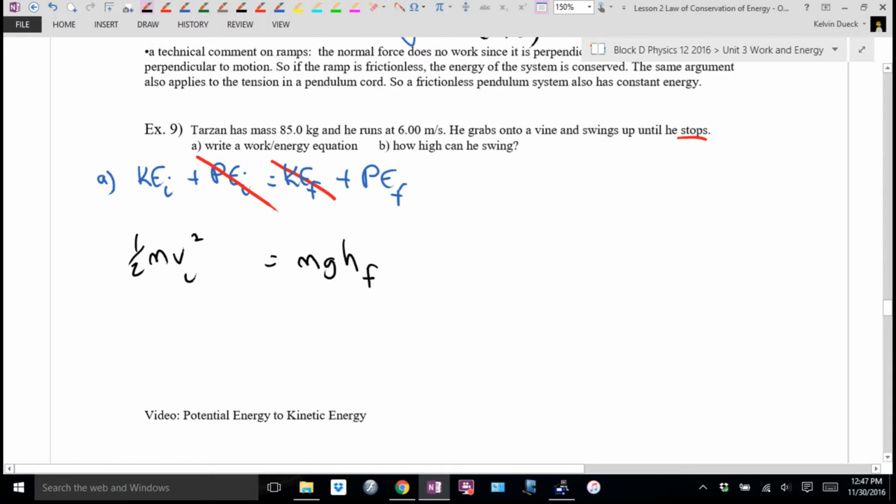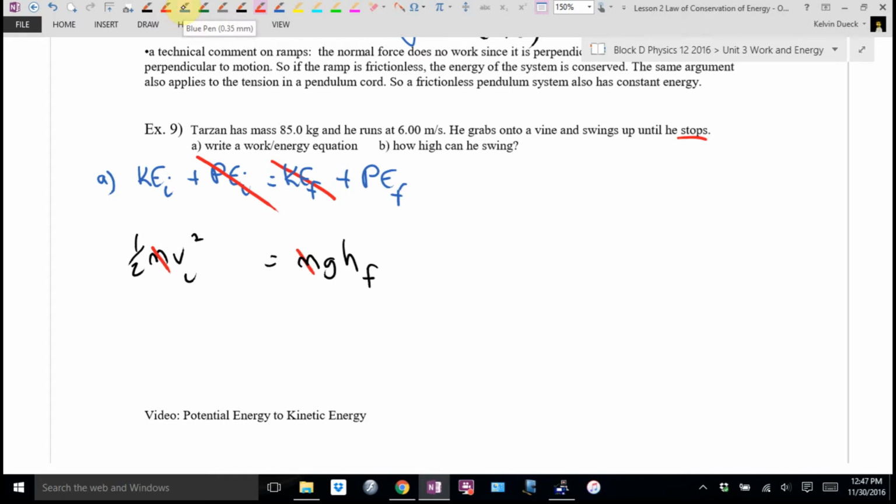Oh, I noticed something else too. Mass cancels. What does that mean? Well, supposing this vine was infinitely strong. So let's remove the fact that it might snap. If Tantor the elephant came running along at 6 meters per second, he would swing to exactly the same height as Tarzan will. Okay? In our magic physics world where all the numbers work out nice.